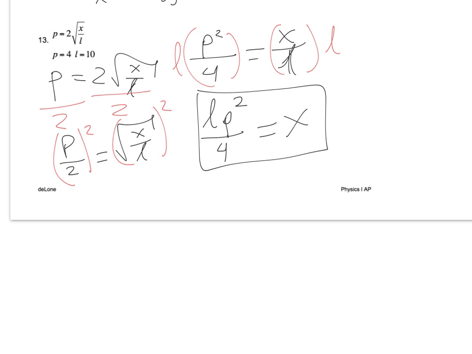If we go ahead and evaluate that expression, I'm going to have that x is equal to L, which has a value of 10, times p squared, 4 squared, all over 4. And so I get here that x has a value of 40.